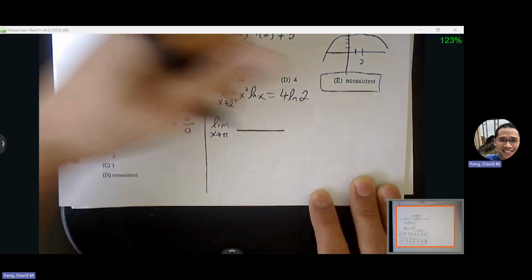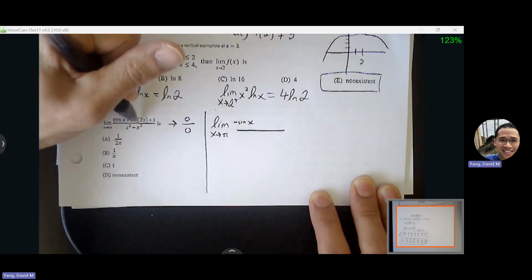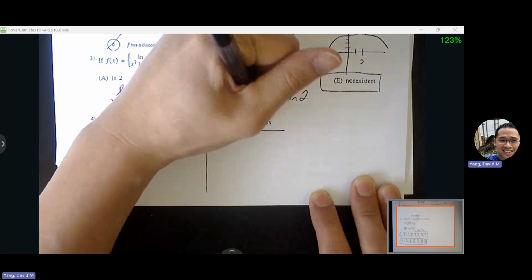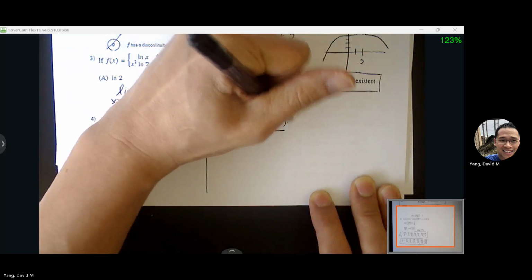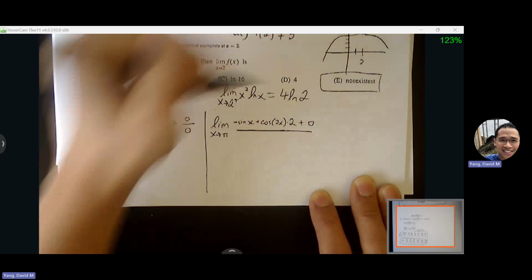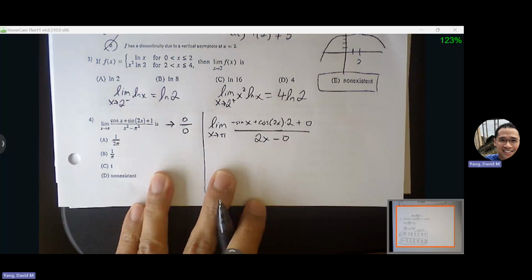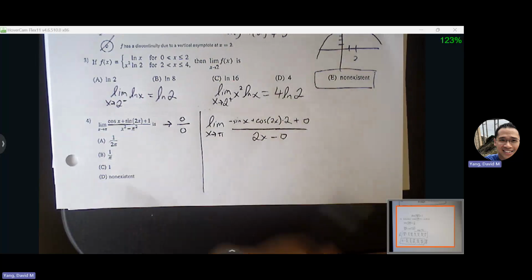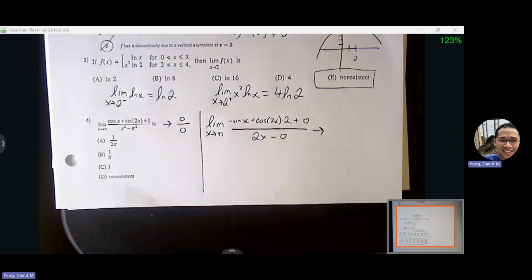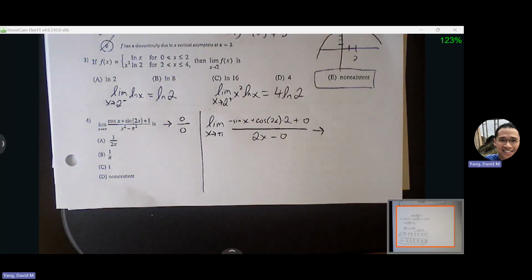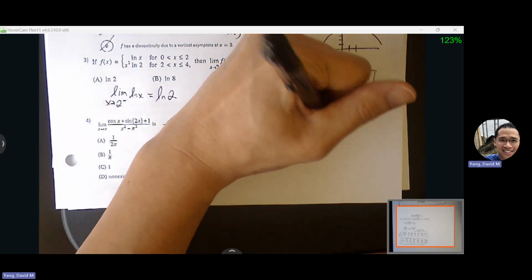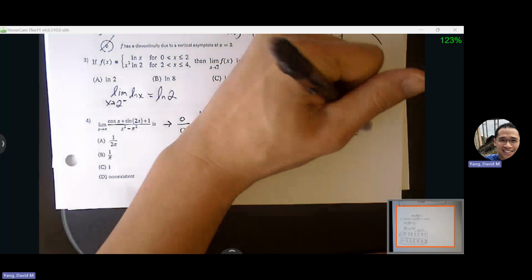Derivative of each term: cosine becomes negative sine. Sine of u becomes cosine of u times u prime. The 1 goes to 0. X squared becomes 2x, and then pi goes to 0. Once we found the derivative of the numerator and denominator, we can reevaluate. And now the hope is that through L'Hopital's rule, we can arrive at a real number. So sine of pi is 0. That wipes out. Cosine of 2 pi is 1. 1 times 2 is 2. So 2 over 2 pi is just 1 over pi.